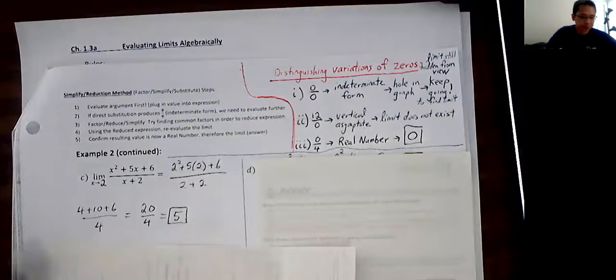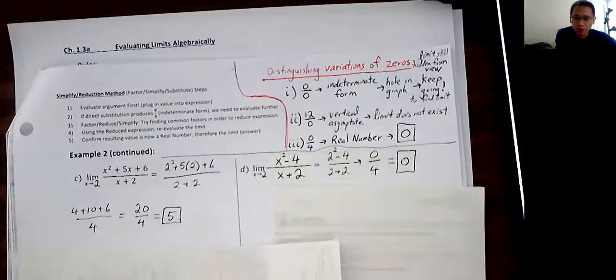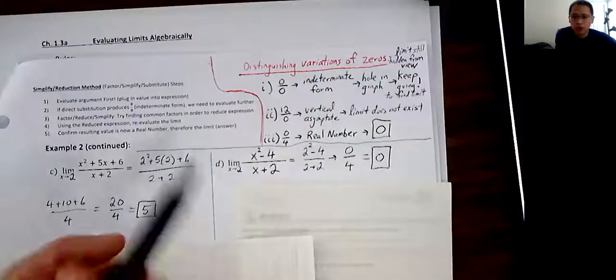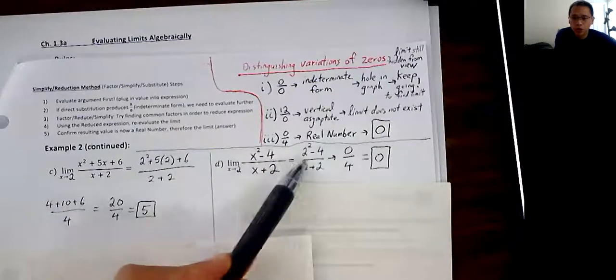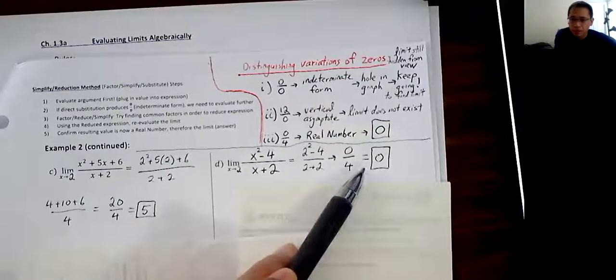Okay, part D, limit as x approaches 2. So we plug in and we get 2 squared minus 4, which is 0. 0 over 4 is 0. So 0 is a real number, and so that's our answer.